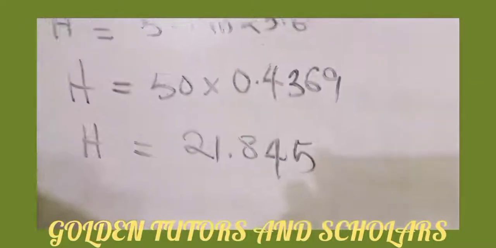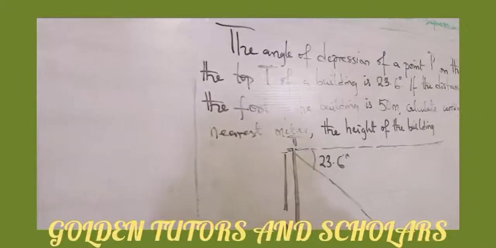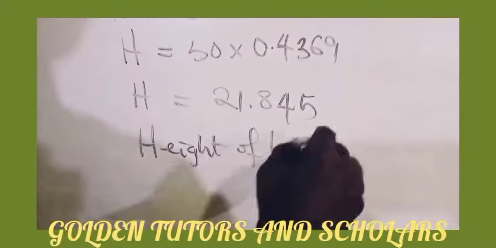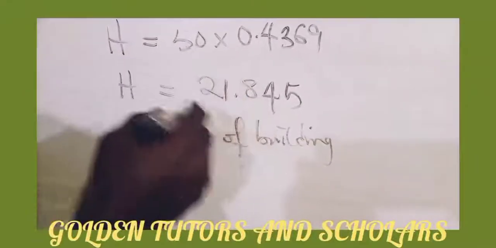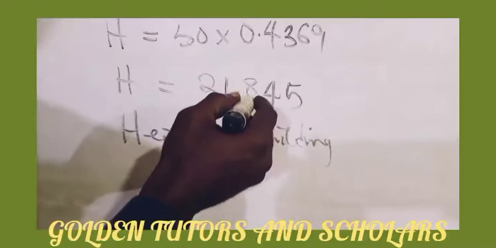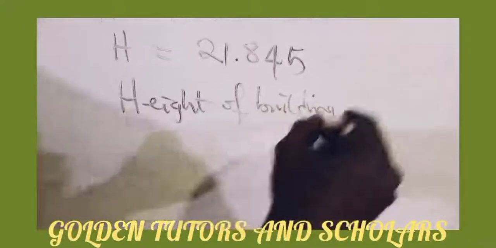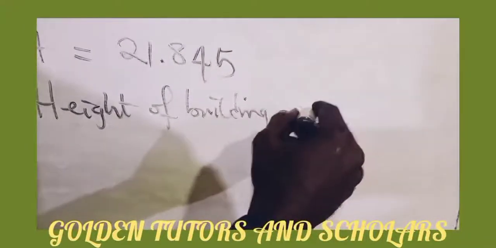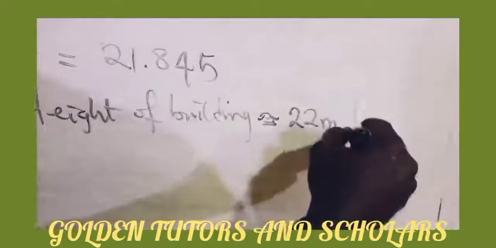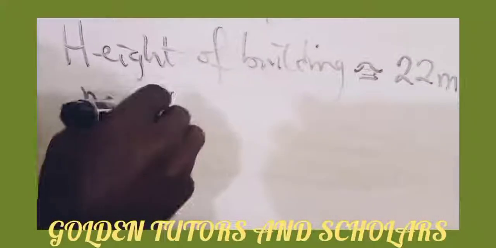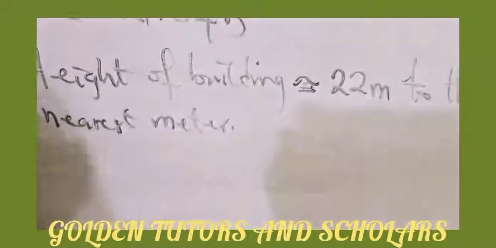21.845. But the question says we should calculate, correct to the nearest meter, the height of the building. To the nearest meter, this is 21 meters here. But if we look after the decimal point, we have 8 here. 8 is bigger than 5, so we'll round it up by 1. That will become approximately 22 meters to the nearest meter. And that is the solution to the question we are asked to calculate.